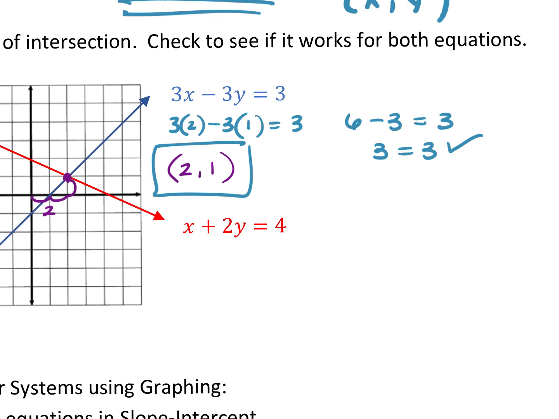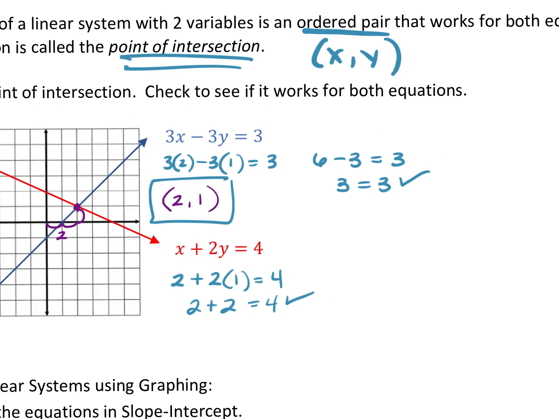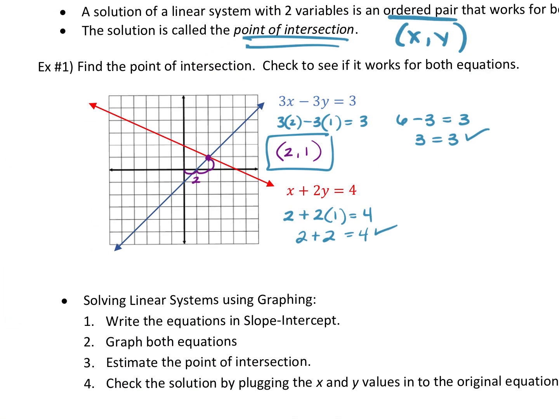In your second one, you have 2 plus 2 times 1 equals 4. So 2 plus 2 equals 4, which is true. So it works in both. So we would say, yes, that is a solution. 2, 1 is a solution to that system. Any questions on that so far?